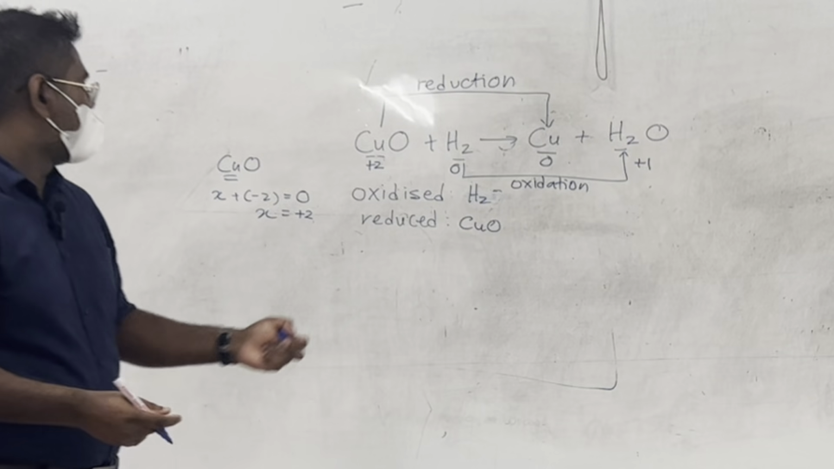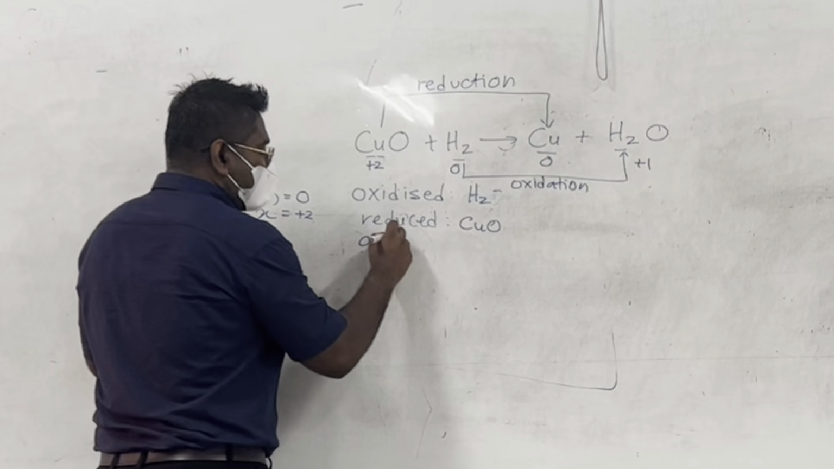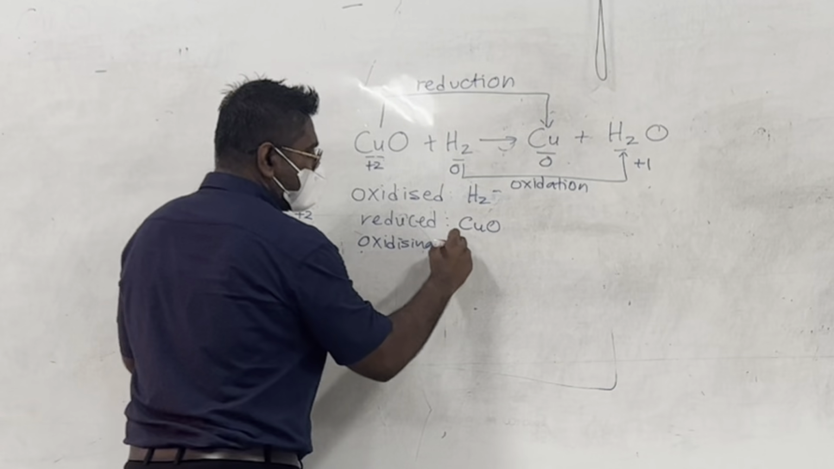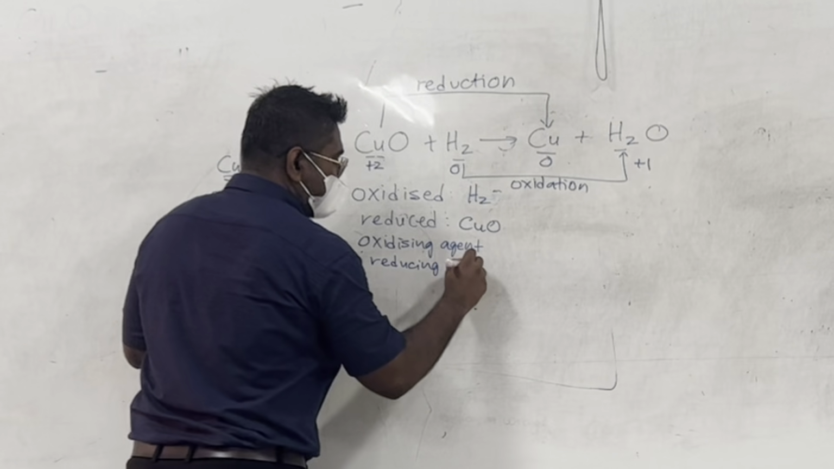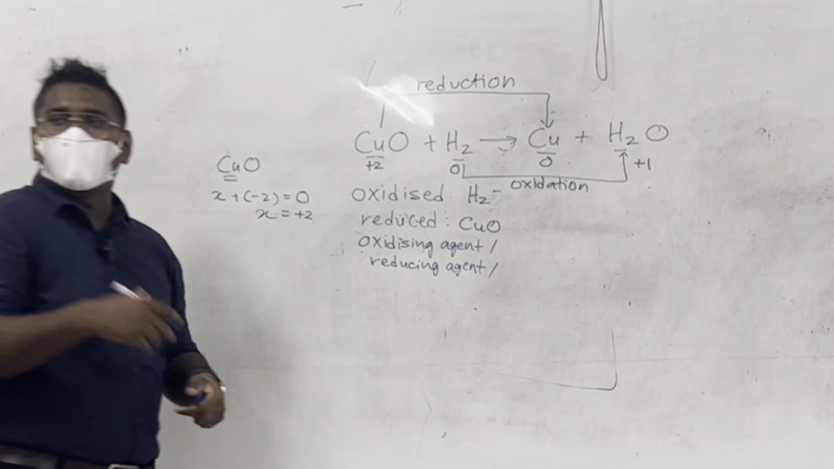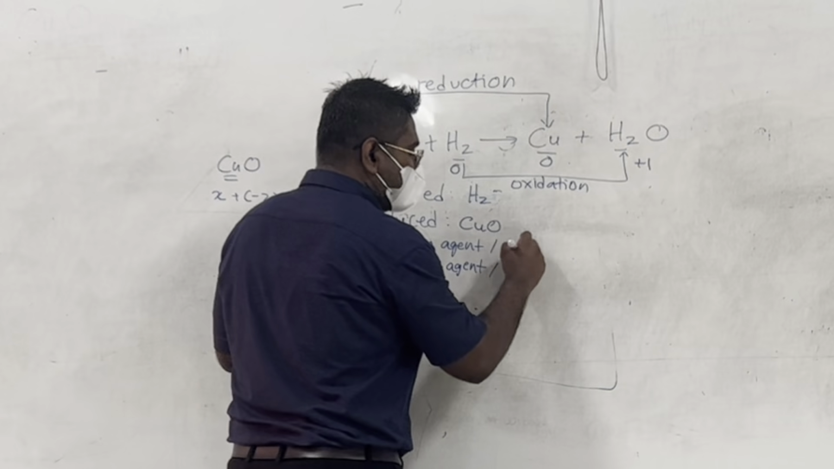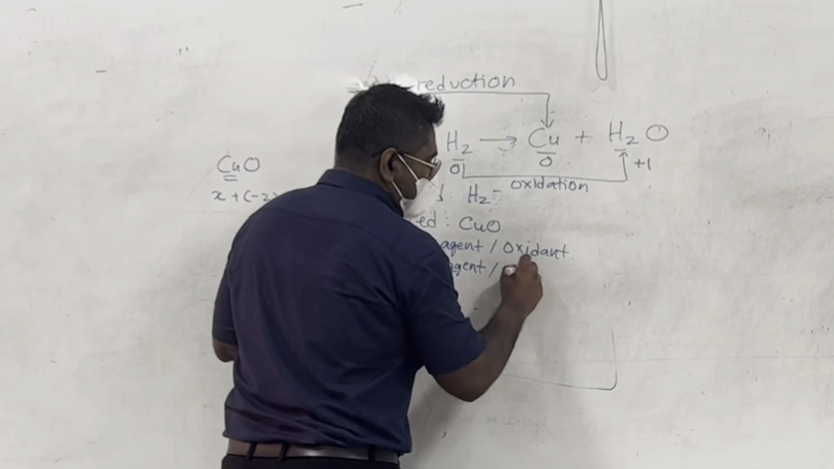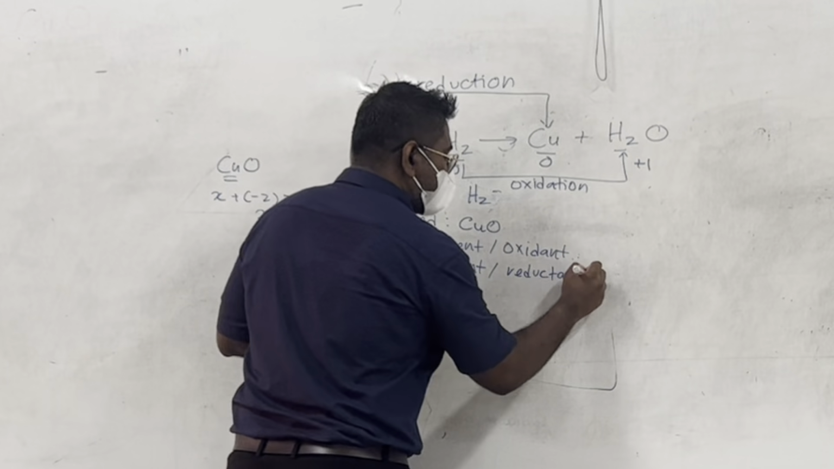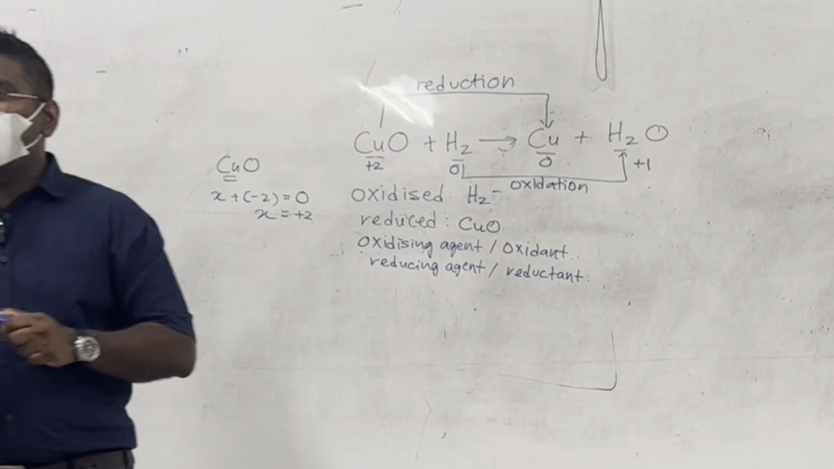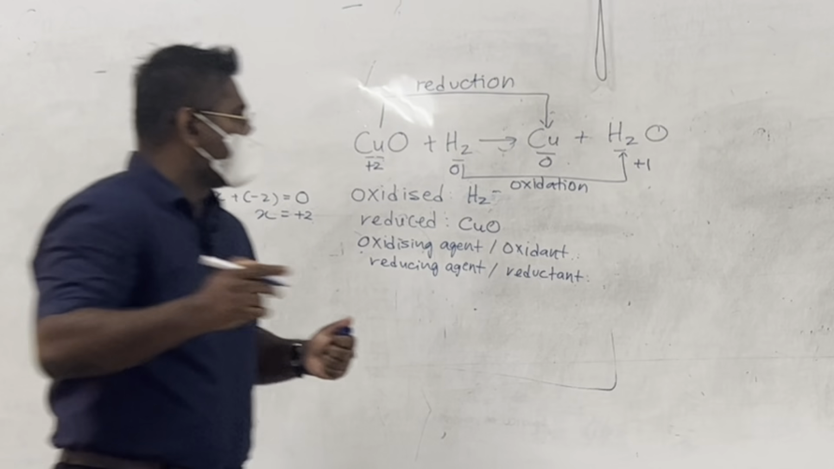Okay, now, another thing that I want to teach you over here is oxidizing agent and reducing agent. Oxidizing agent, you can change the name, which is going to be oxidant. Reducing agent is reductant. If you look at oxidizing agent, this one I told you to memorize.